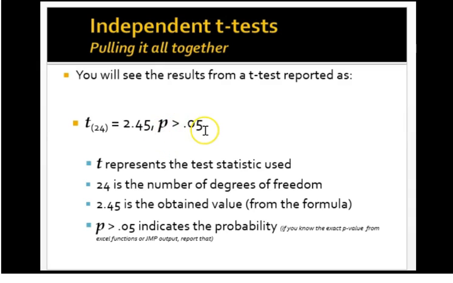So notice in this example, it just says p is greater than 0.05. So that means we probably did this one the old-fashioned way and couldn't report the exact p-value associated with this obtained value for this many degrees of freedom. So we're just saying it was greater than our threshold, therefore it's not significant. But if we're doing it in JMP or Excel, we can report the actual p-value associated with this test.